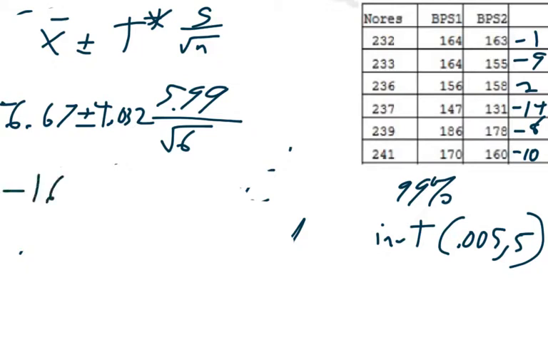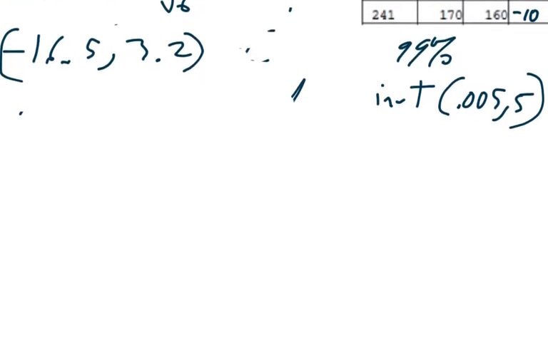So we have negative 16.5 to positive 3.2. Now we have to make our conclusion.